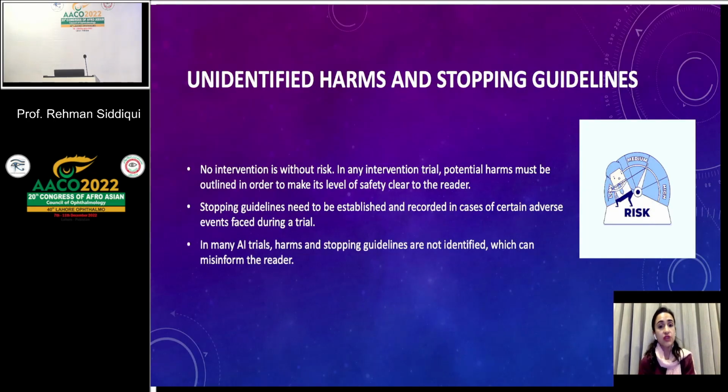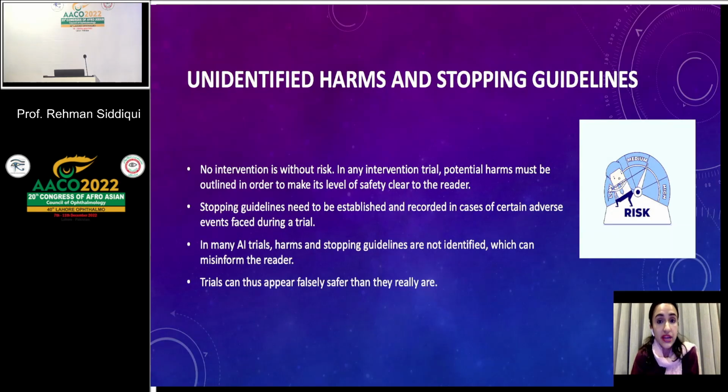So in many AI trials, we saw that harms and stopping guidelines were not identified, and this would again misinform the reader about how safe or unsafe a trial is. The trial might appear falsely safer than it really is, and that is very misinforming and misleading to the reader.